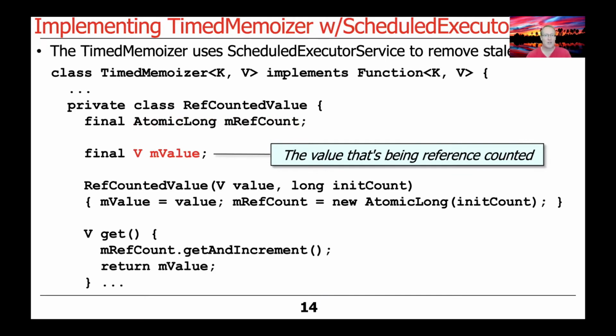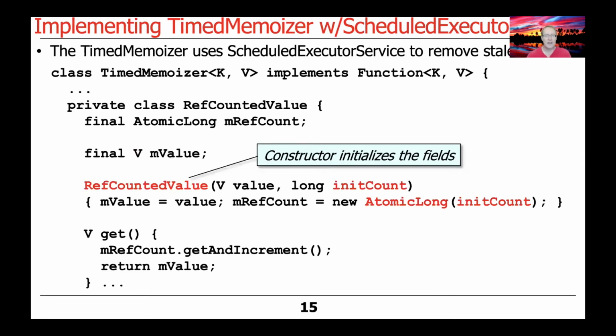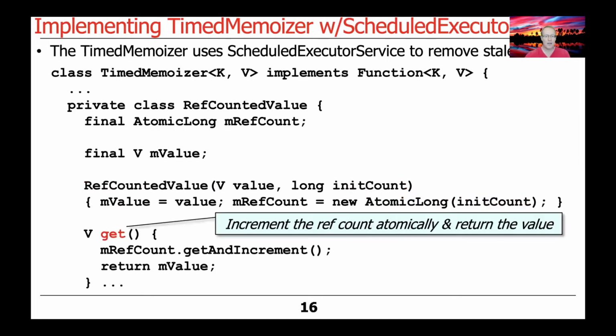We have another field, which is called M value. That's the value that's being reference counted by the ref count we just looked at. And here's the constructor for ref counted value. As you can see, it takes the value and the initial count, and it sets the M value field to the value, and it sets the M ref count field to a new atomic long with the initial count. And then down here, we have a get method. Every time a get is called, it atomically increments the reference count, indicating that this value has been accessed within the time frame, and it returns the current value. You'll see how this gets used when we look at the actual code in just a bit, which is really clean and really clever.